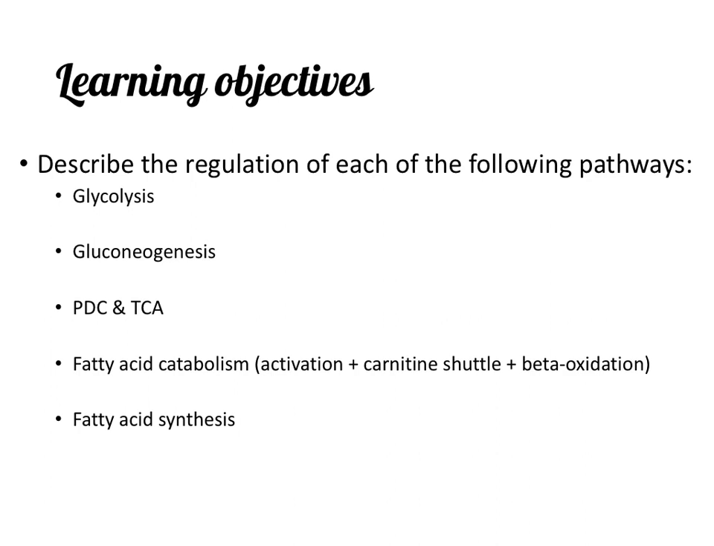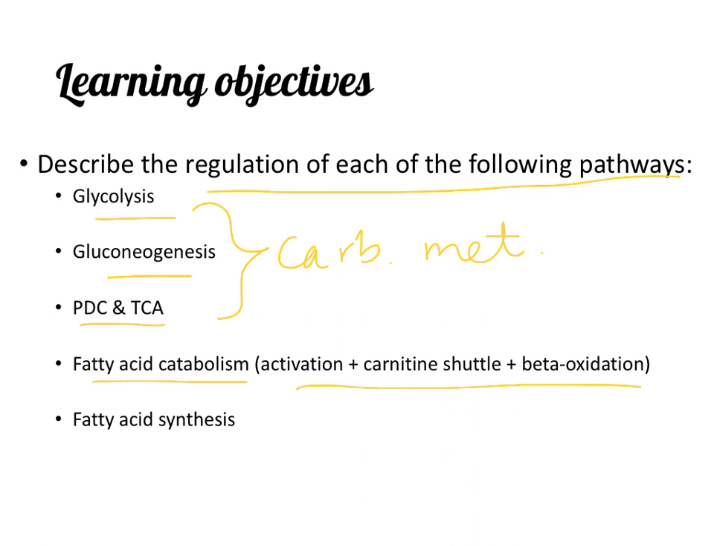Okay, so these are the pathways that we're going to do. You should be able to describe the regulation for each of the following pathways: glycolysis, gluconeogenesis, PDC, and TCA, and combined these are called carbohydrate metabolism, because that's carbohydrate catabolism and carbohydrate anabolism. And then fatty acid catabolism, which includes these three processes combined together, and then fatty acid synthesis, which is, I guess I should have written it out, acetyl CoA carboxylase plus fatty acid synthase.